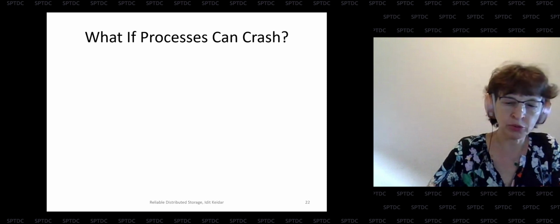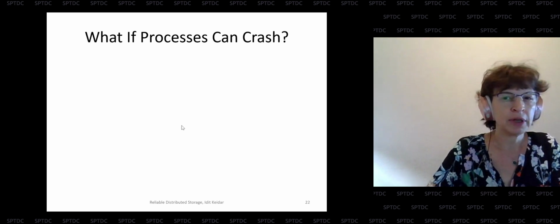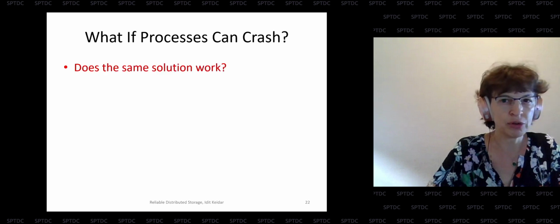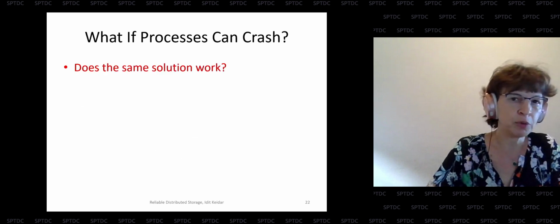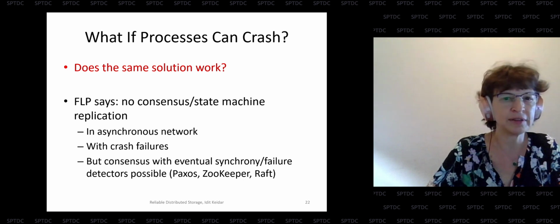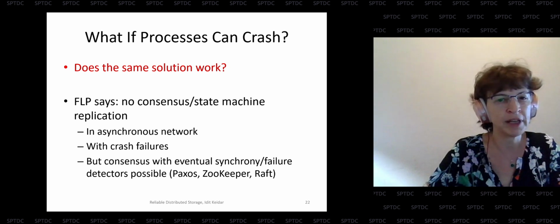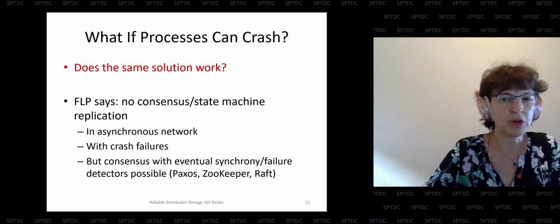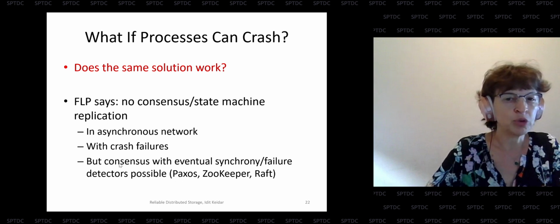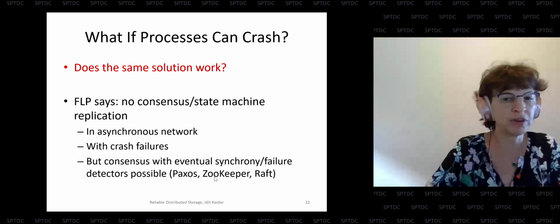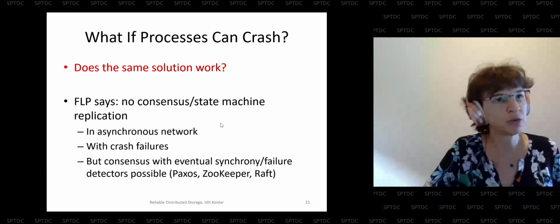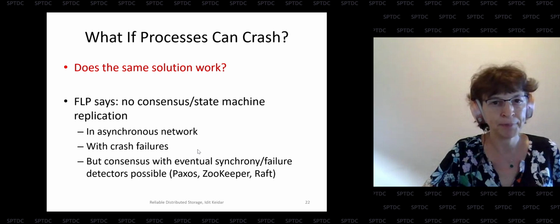Okay, but let's go back now to the problem we're actually trying to solve. What happens if processes can crash? Does it work? Well, as you pointed out earlier, it doesn't work because FLP says you cannot do it. You cannot do consensus or atomic broadcast or state machine replication in an asynchronous network with crash failures. And what many of you pointed out also is that if you have eventual synchrony or partial synchrony, as it's sometimes called, or failure detectors, then you could do something like Paxos or Zookeeper or Raft and solve consensus. But this is not our model right now. Right now, we are assuming the FLP model.